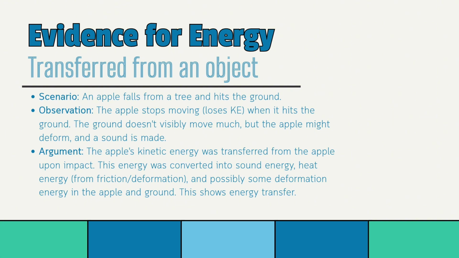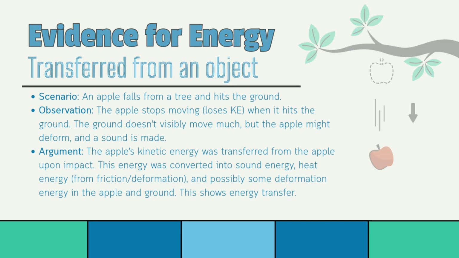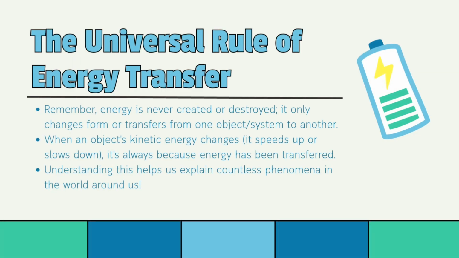And this brings us to the universal rule of energy. Energy is never created and never destroyed. It only changes form or transfers from one object or system to another. So remember this one golden idea. Whenever an object speeds up or slows down, whenever its kinetic energy changes, energy is being transferred.